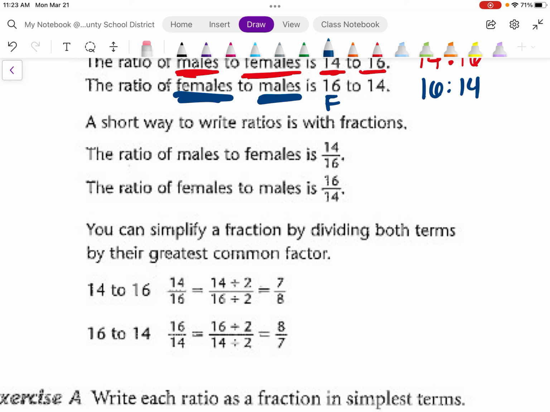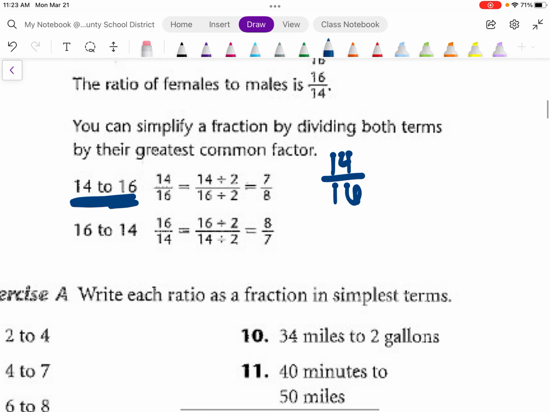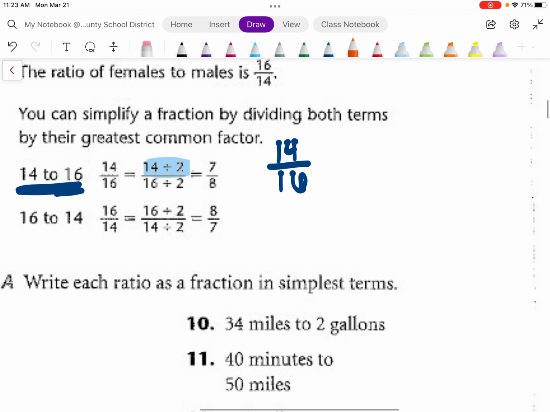Now, we may ask you to reduce the ratio. So in this case, if we're reducing 14 to 16, if you're writing it as a fraction, the first one goes on top, the second one goes at the bottom. And your calculator can reduce this for you instead of having to do it by hand. The way that you're going to enter this in the calculator, you're going to go 14, and then you're going to click the ABC button.